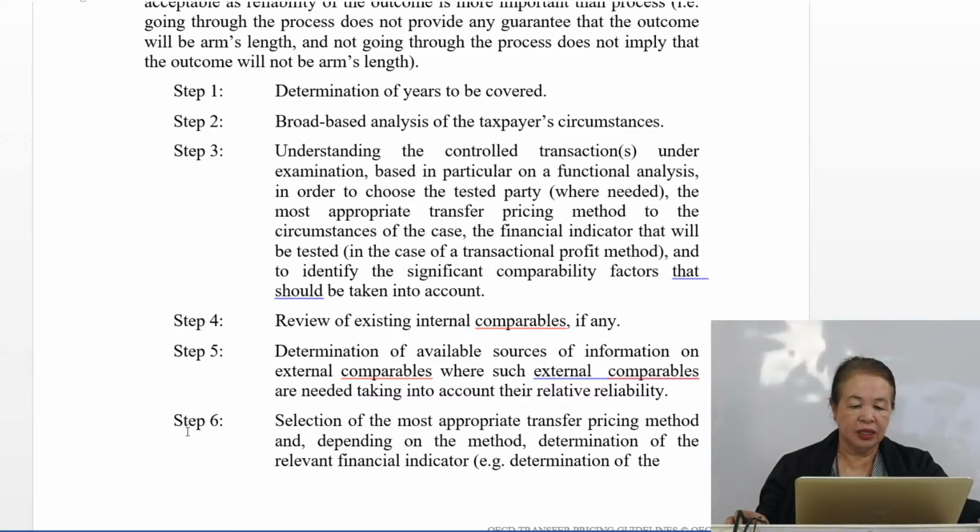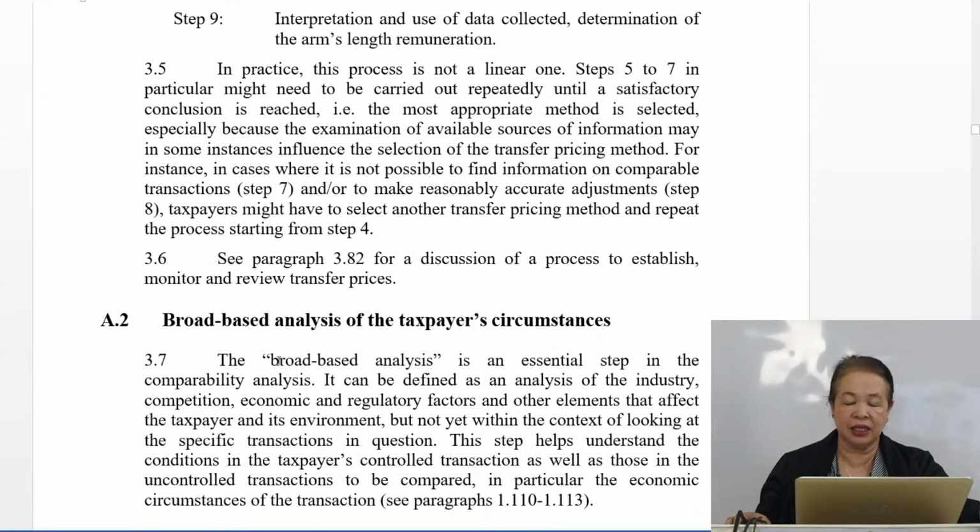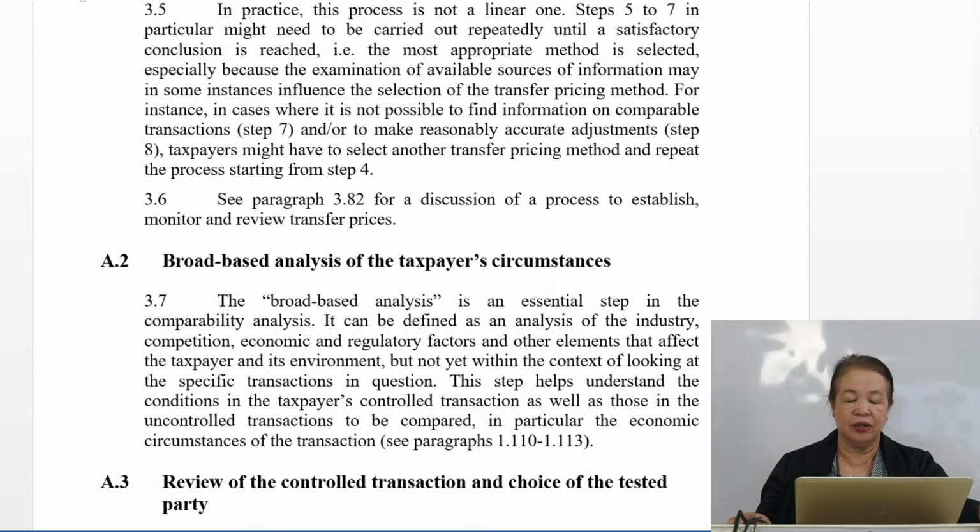So in practice, this process is not a linear one. So step 5 to 7 in particular, linear one di naman siya kailangan na sunod-sunod. Step 5 to 7 in particular might need to be carried out repeatedly until a satisfactory conclusion is reached. So pwedeng repeated. Hindi pwede yung pagsabi mo na step 1, 2, 3, 4, 5, 6, 7 dire-diretso na. Yung iba pwede mong balik-balikan.